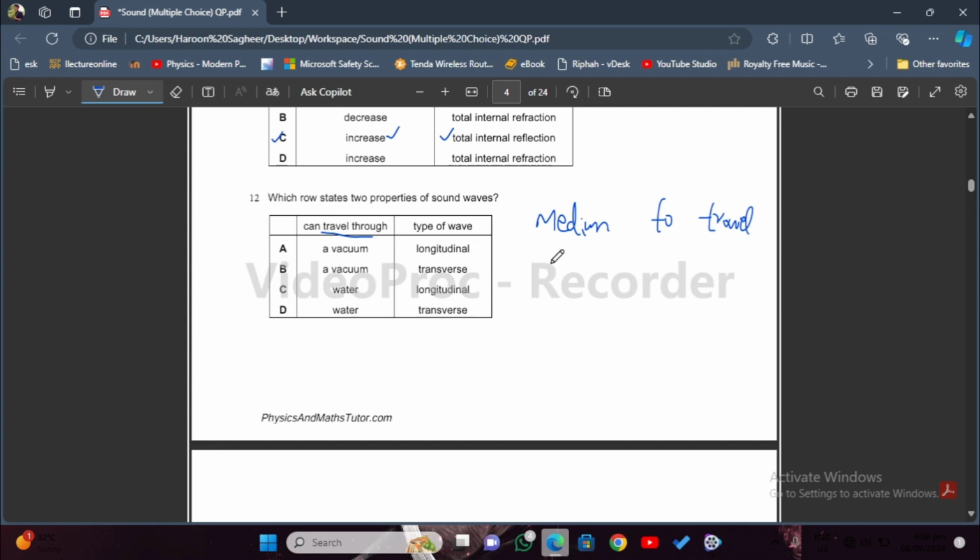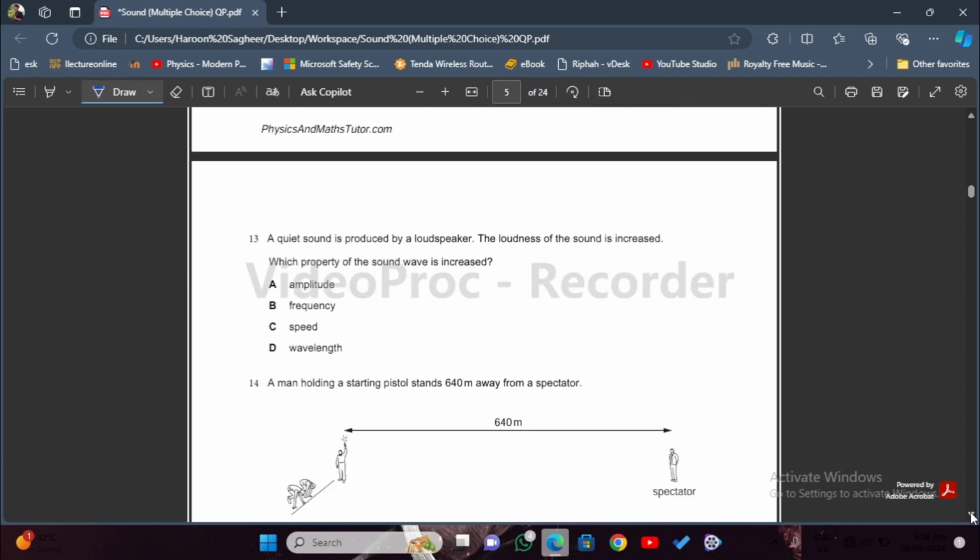So, and then we also know the specific nature, which is that the sound wave is a longitudinal wave. Okay, now can a sound wave travel through a vacuum? No. Water? Yeah, it can travel. But here in option D, we have a transverse wave. Now, a sound wave is not a transverse wave, it's a longitudinal wave. So C is the correct option. Let's go to the 15th.